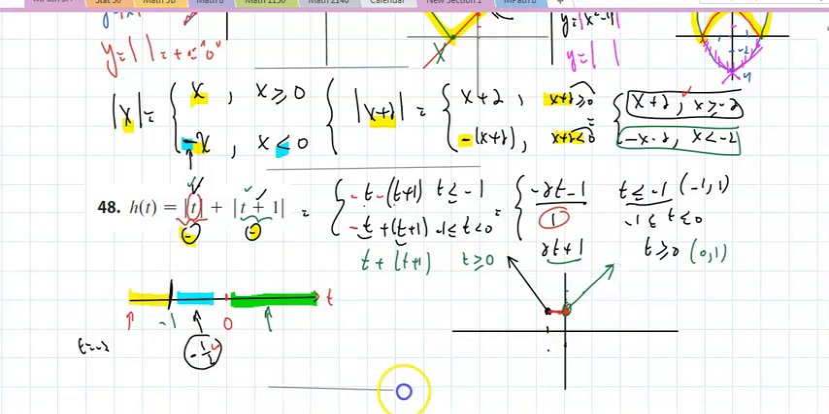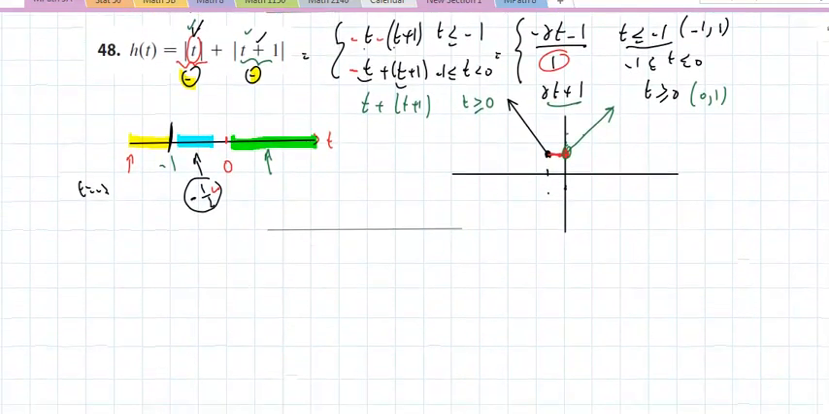Again, not a big fan of the graph. I'm not really after the graph. I'm more after you understanding how the absolute value works.